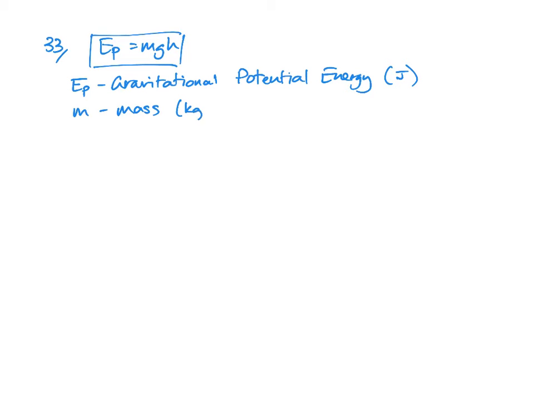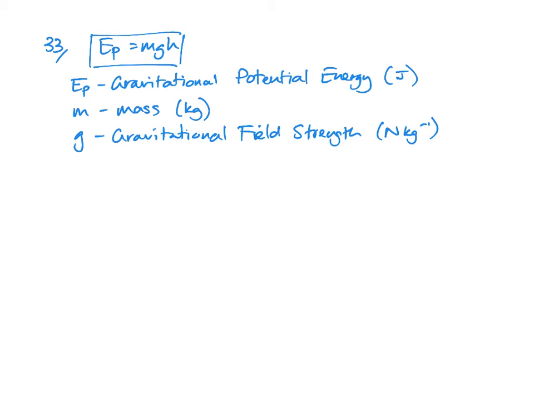M is the mass, remember, in kilograms. G is the gravitational field strength. Gosh, there's a lot of long definitions in here, which remember is newtons per kilogram. And H is the height, which needs to be in meters. So if you've got a measurement in centimeters, make sure you convert.